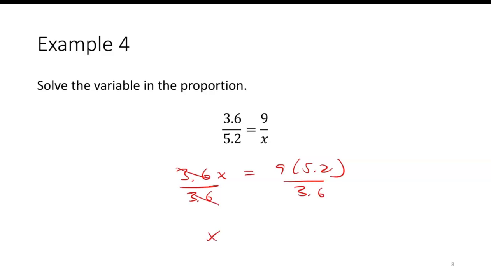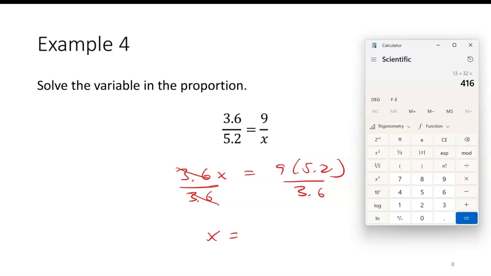and we'll end up with x is equal to, I'll just pull up the calculator. So 9 times 5.2, and then divide by 3.6. So it looks like x is equal to 13. And I'll let you check this one and the other examples we'll be doing.